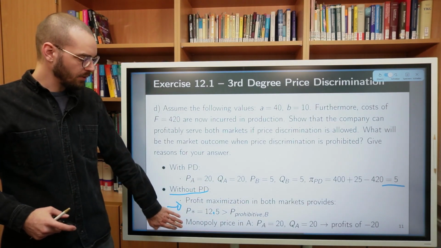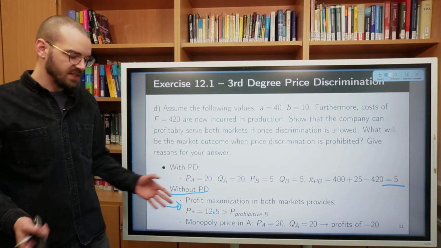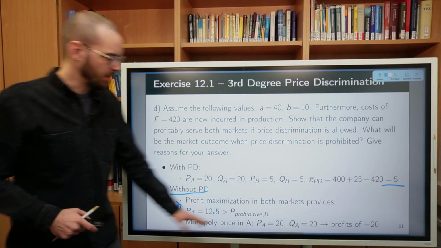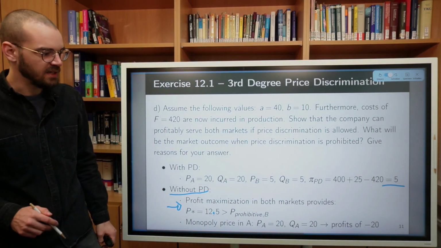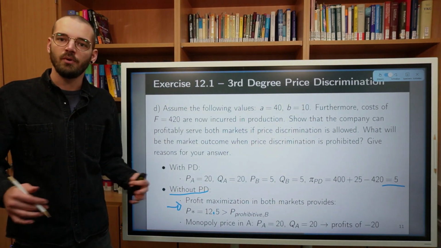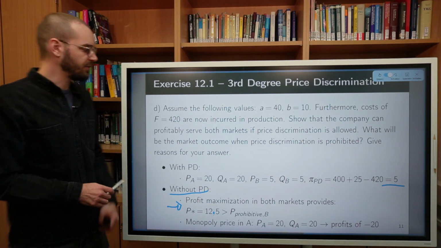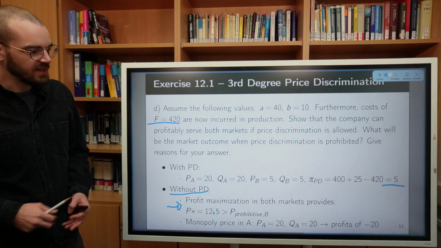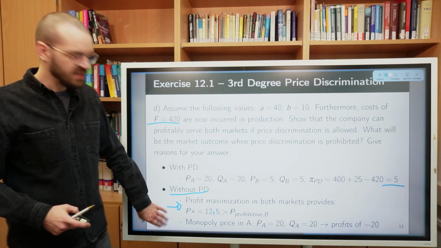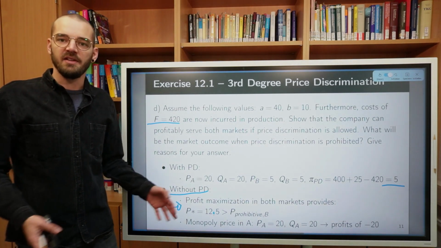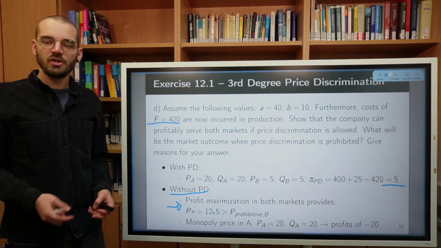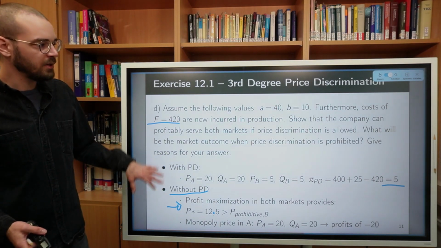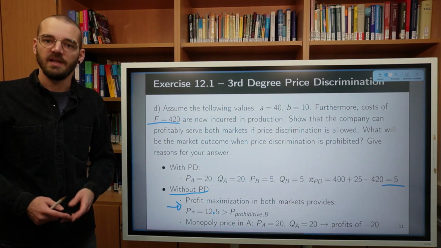So again, we know the result from task A. The result from the profit maximization problem in market A in isolation would be a price of 20, a quantity of 20, and therefore overall profits of 400. Considering the fixed costs, however, that are 420, we will now come to the realization that the profits of this engagement would be a negative 20. So it's actually not profitable for the monopolist to enter the market in this scenario where they are not allowed to discriminate in prices.